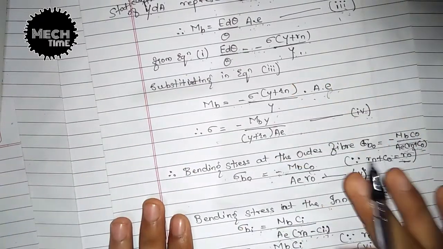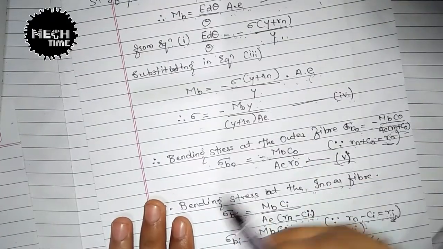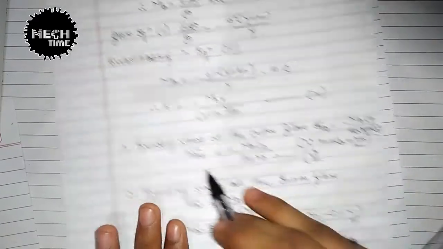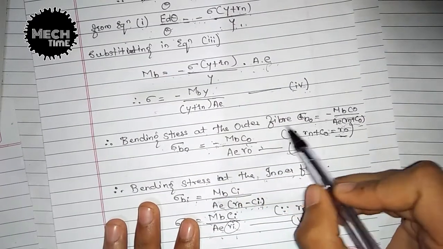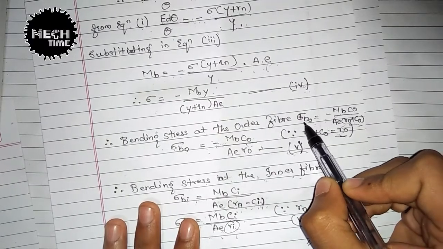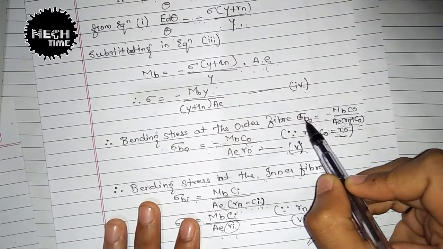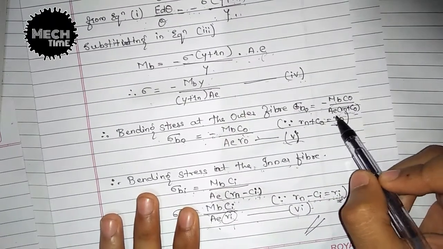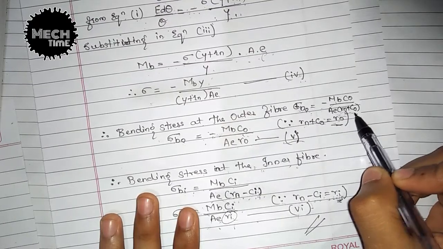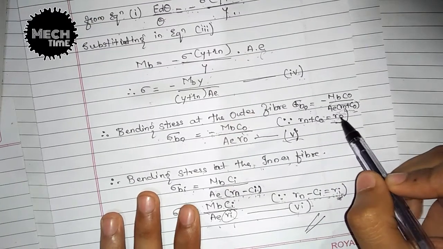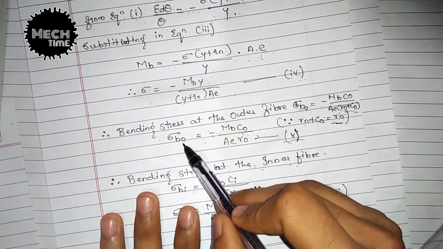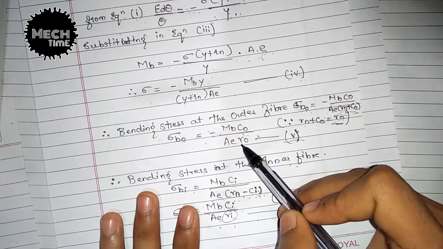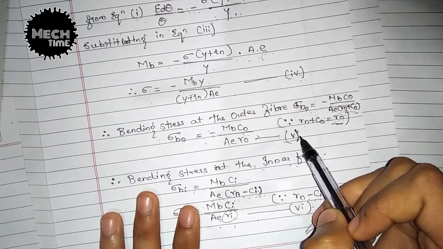Similarly, we have to find the bending stress at the outer fiber and the bending stress at the inner fiber. Bending stress at the outer fiber is sigma BO, where B means bending stress and O means outer fiber. So sigma BO is equal to minus MB CO divided by AE into (Rn plus CO), where Rn plus CO is nothing but RO. So sigma BO is equal to minus MB CO divided by AE into RO. This is my equation number 5.